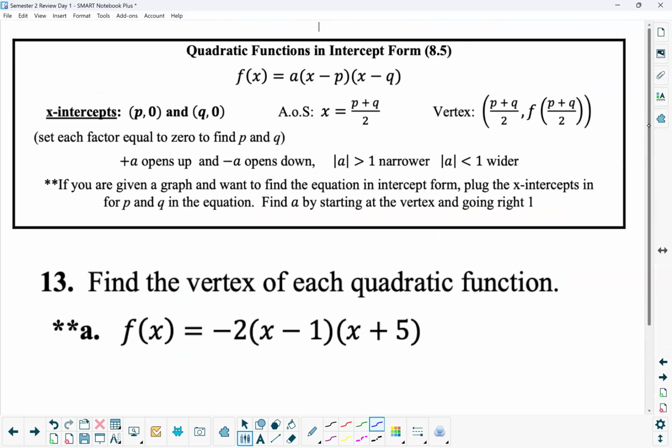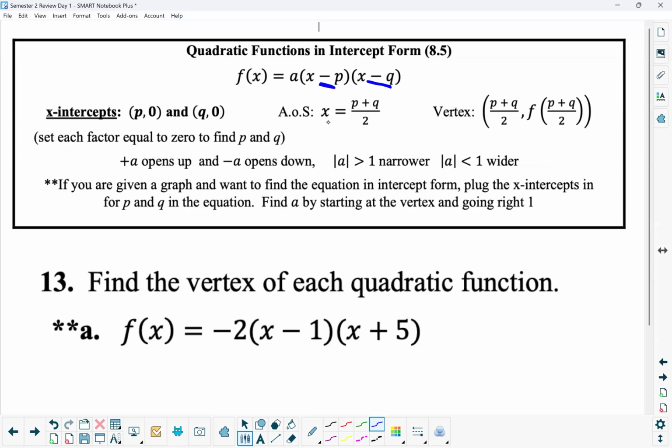I believe the last form that we looked at was called intercept form. I like to call it factored form. It seems pretty straightforward to me because it's a factored quadratic. Our x-intercepts are (p, 0) and (q, 0). One way to think about that is to take each of the factors, set them equal to 0, and solve for x. But they're in parentheses, so it's the opposite. We have minus p and minus q, but for our intercepts, it's positive p, 0 and positive q, 0.